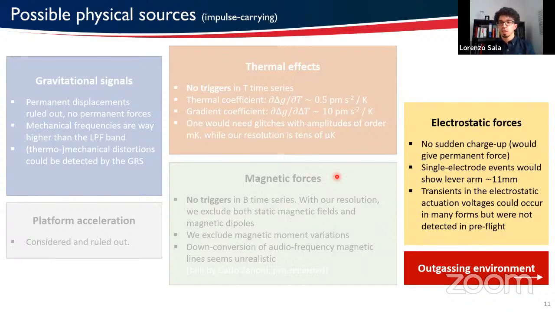As I already said, we didn't detect any stable lever arm of these glitches. So this is our first thing that could exclude the electrostatic forces, even though we cannot exclude them at all, but it's really unlikely, also because it's really hard to think of mechanisms giving such long-lasting glitches with the electrostatic forces.